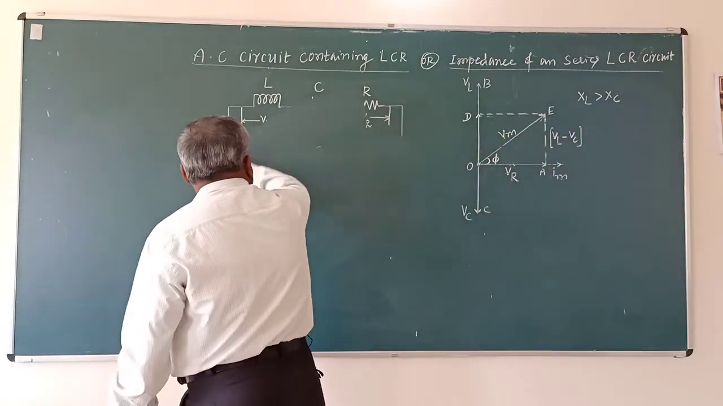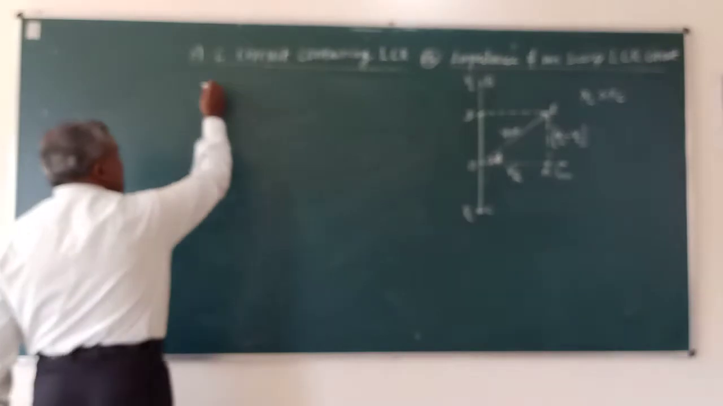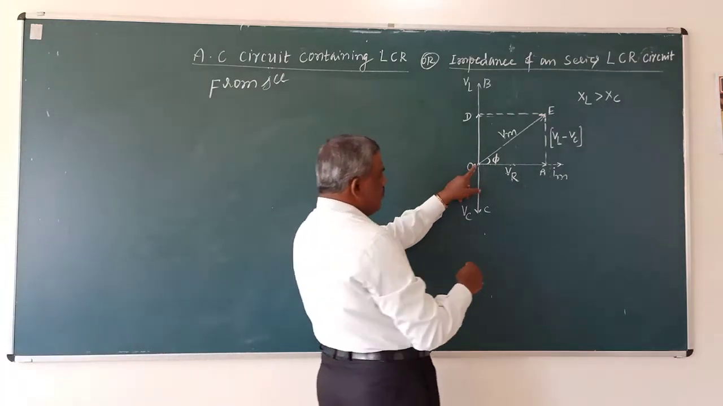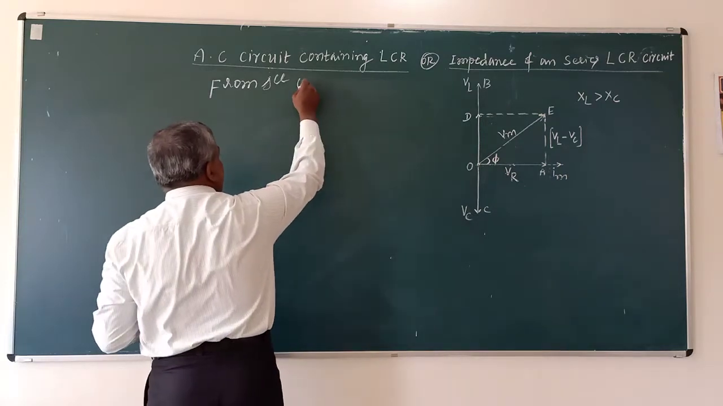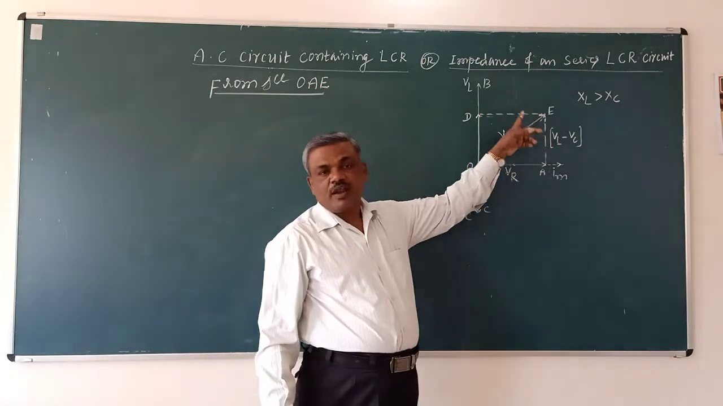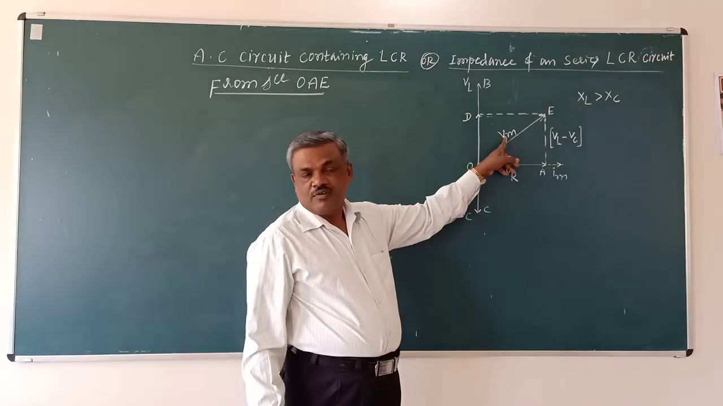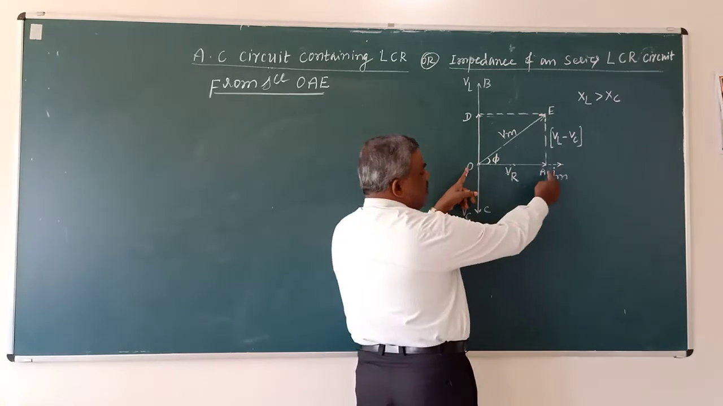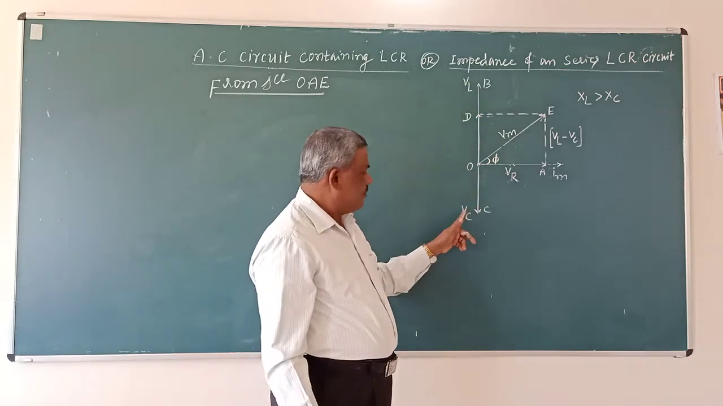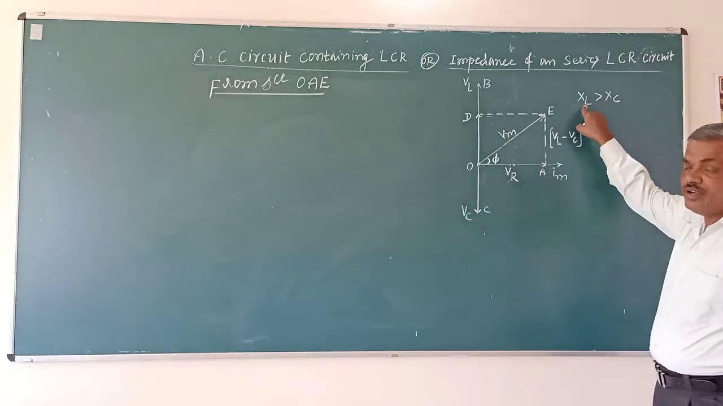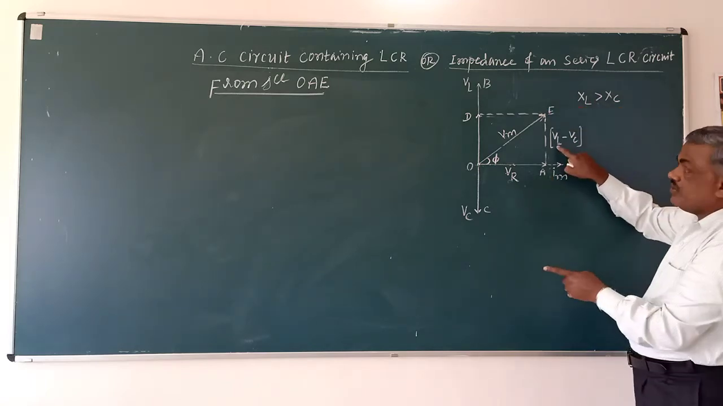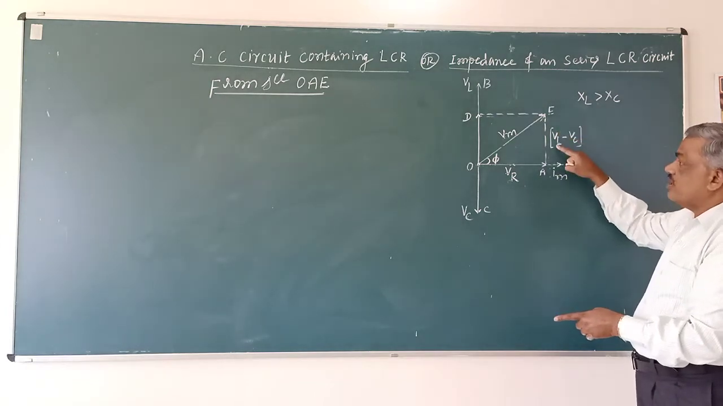So how do we find the peak value of alternating voltage from the triangle? The triangle here is OAE. The diagonal OE of the parallelogram represents the peak value of alternating voltage. So OA equals VR, OB equals VL, and OC equals VC. Now here the inductive reactance XL is greater than the capacitive reactance XC, so AE equals VL minus VC.